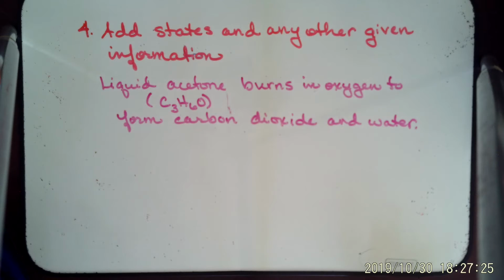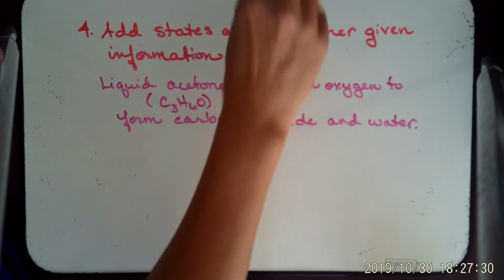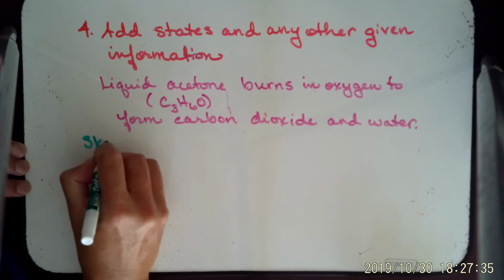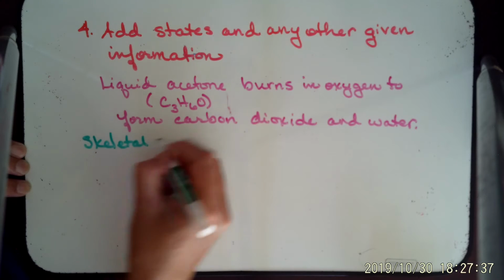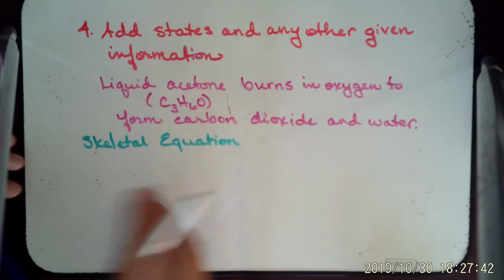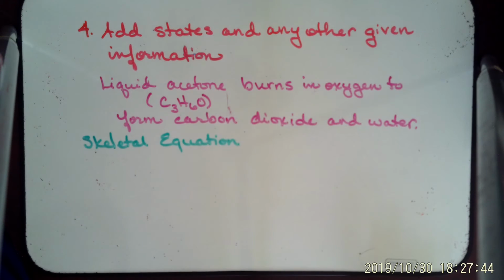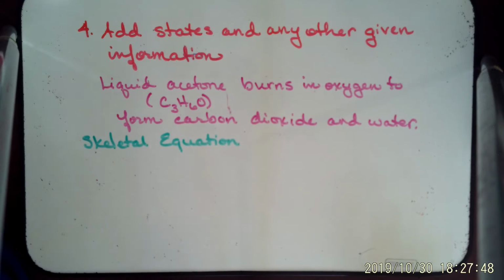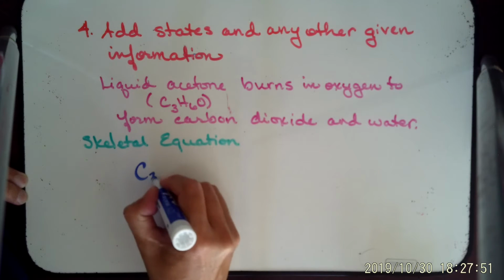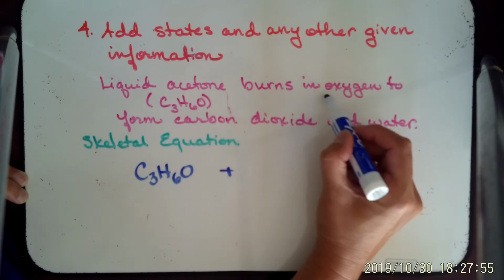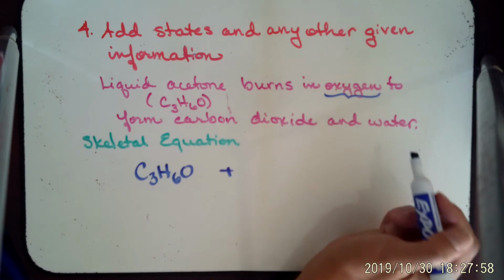Okay, so when we look at this word equation, first we need to write the skeletal equation. So the skeletal equation, you're just going to put it down in that shorthand. So, liquid acetone, plus an oxygen.